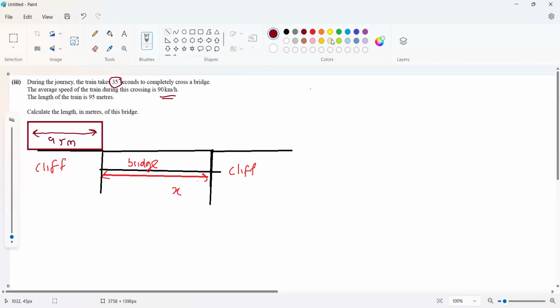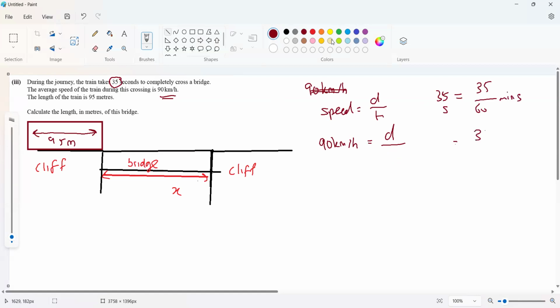So we need to convert the units first. Speed equals distance over time again. So 90 kilometers per hour equals distance over time. The time is, in this case, 35 seconds. So we need to convert our time into hours. 35 seconds is simply 35 over 60 minutes, or divide by 60 again, that will be 35 over 3,600 hours.